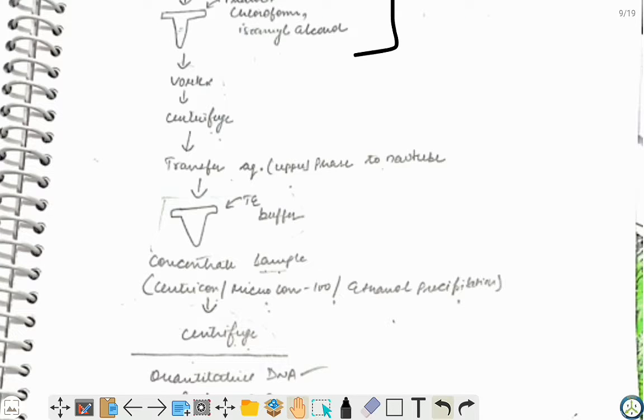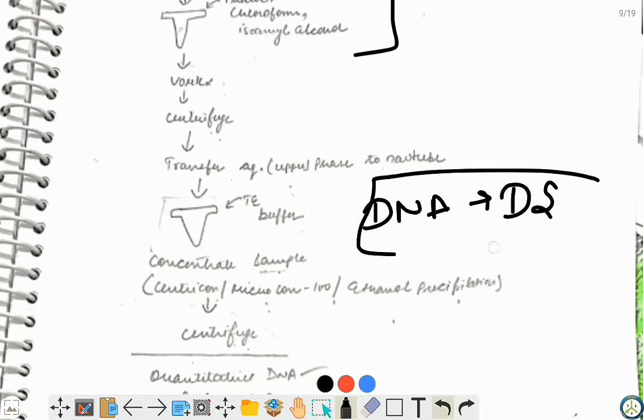new tube. Then we have to add the TE buffer, then concentrate the sample. Then we extract the DNA as per our choice. So in this method we will get double stranded DNA. The DNA will be double stranded.